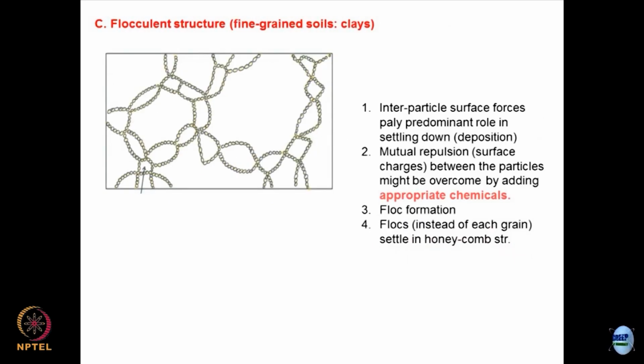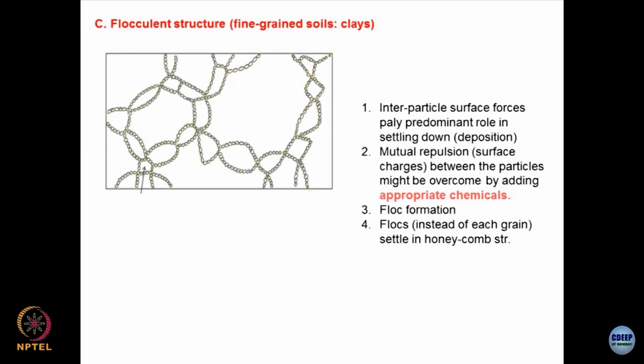Alright. Okay, so, coming to another type of structure, this is what is known as a flocculent structure. Flocks, I am sure you must have come across flocks. Mostly the fine grained soils, clays, alright, and clays are of the size 2 microns, typically 2 microns. So, this structure would have interparticle surface forces which play a very predominant role as far as the deposition is concerned. The mutual repulsion is very, very strong.